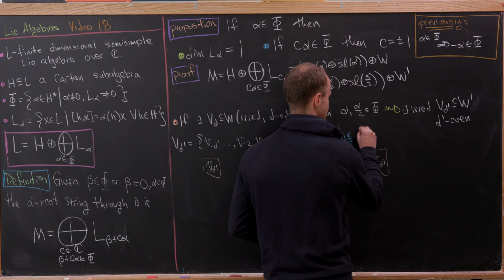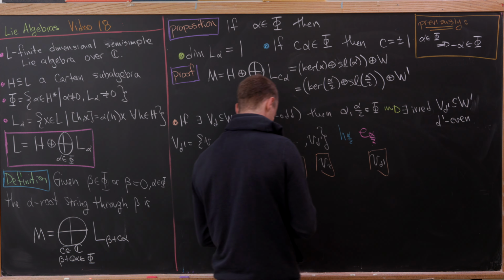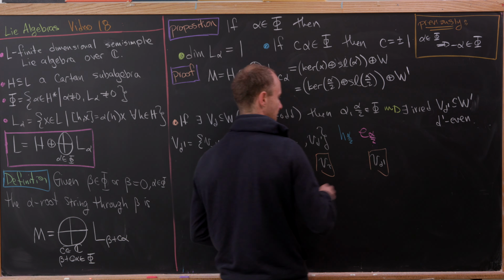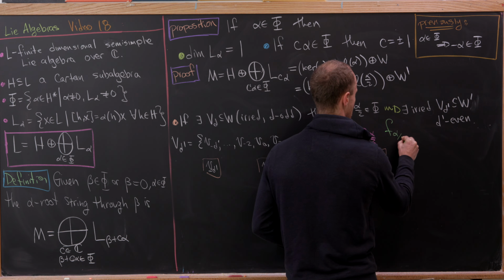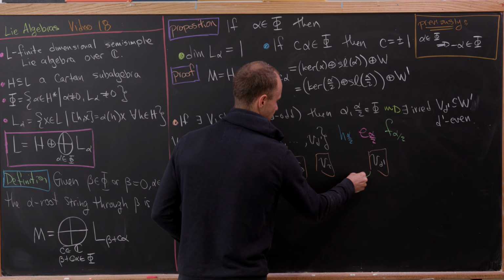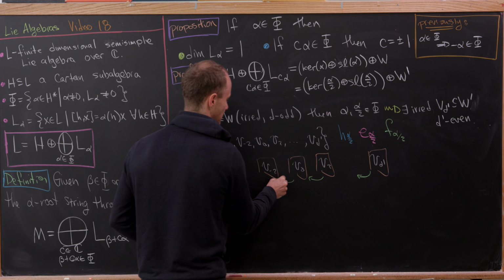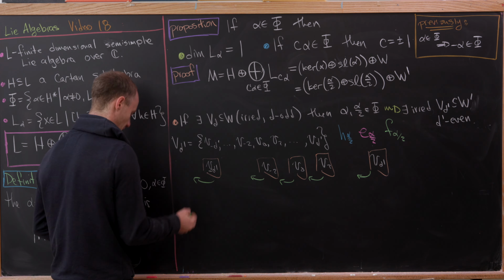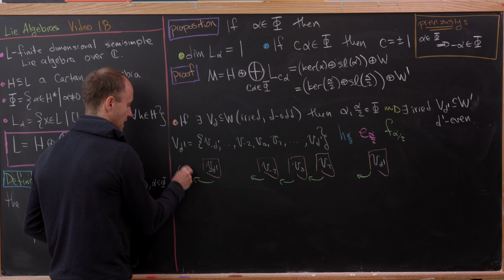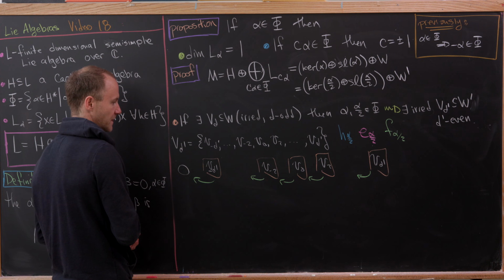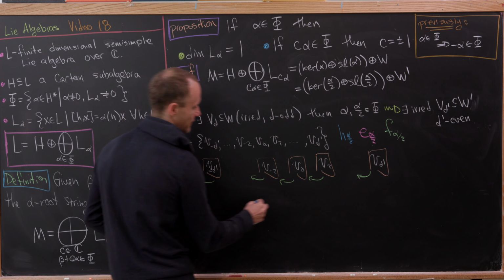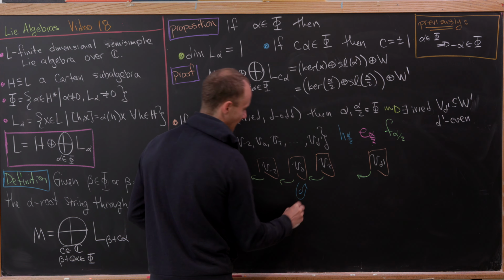And then this magenta is E alpha over 2 action. And then finally, this green is F alpha over 2 action. So the F alpha over 2 will move us down the line, finally getting at the end where it turns into 0. The H alpha over 2 acts with eigenvalues.